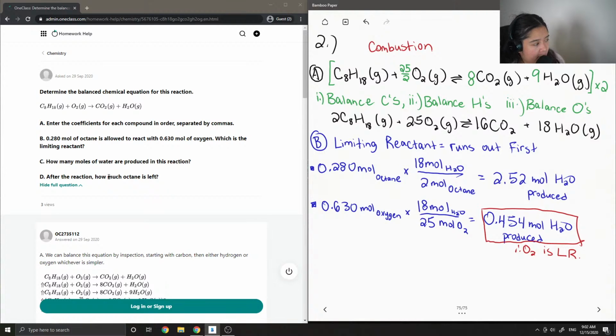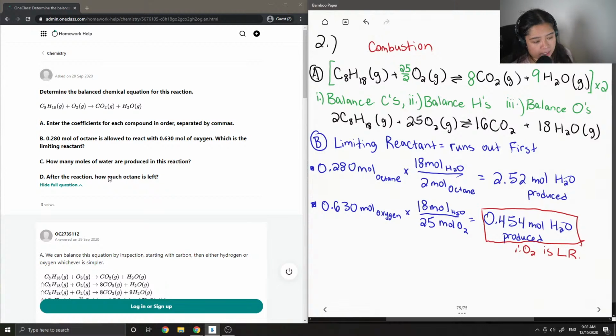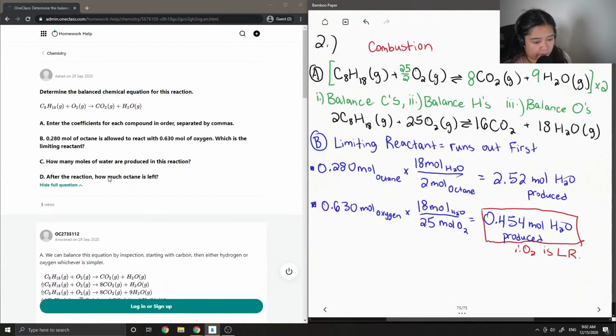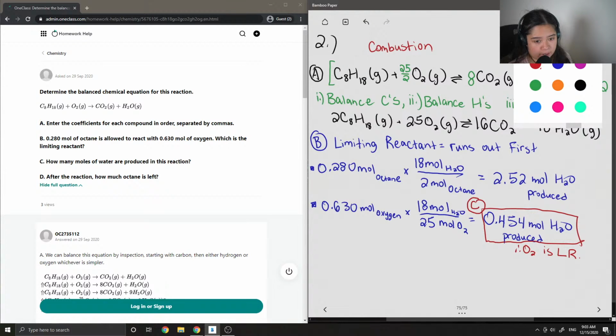Okay, so part C asks how many moles of water are produced in the reaction. Since the oxygen will run out first, the reaction can't produce any more water since all the oxygen is gone. So we only produced however much the limiting reagent produced before it ran out. And we already calculated this to be 0.454 moles of H2O. So then we can just move on to part D.